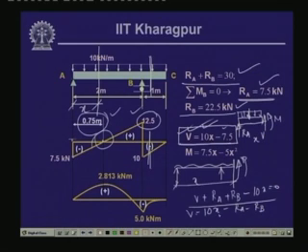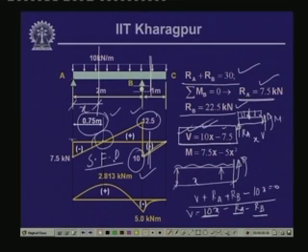Now, here x is 2, so this is 20, 20 minus R A, which is 7.5, gives 12.5, and R B is 22.5, so this is 10. We get a positive value of shear as 10. So, from positive 12.5 to negative 10 it comes, and then again here it becomes 0. So, this is the variation of the shear force, and this is the shear force diagram for this particular beam.